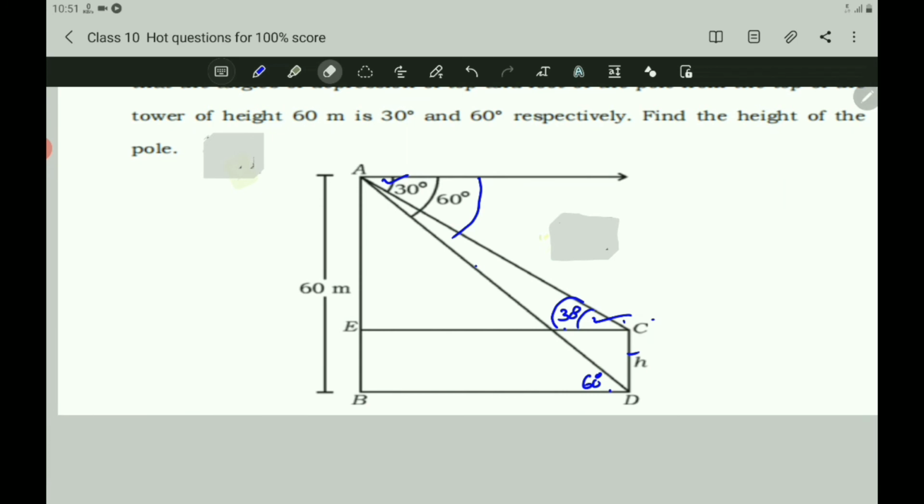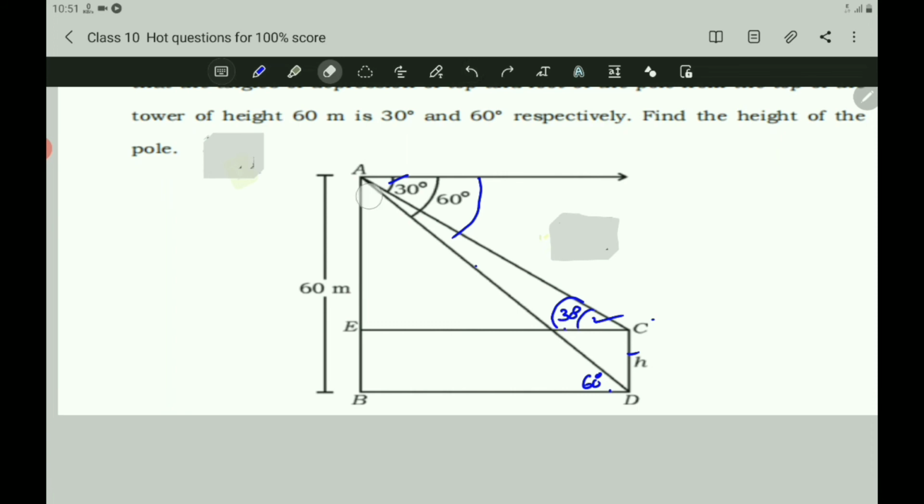Here first you use the triangle AEC. In the triangle AEC, for the angle ACE, that is 30 degree angle, AE becomes the opposite side and EC becomes the adjacent side. So you can use the ratio opposite side by adjacent side, that is AE by EC.